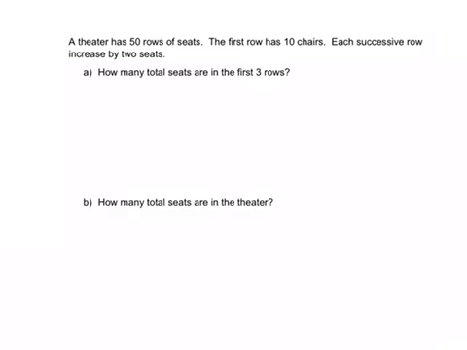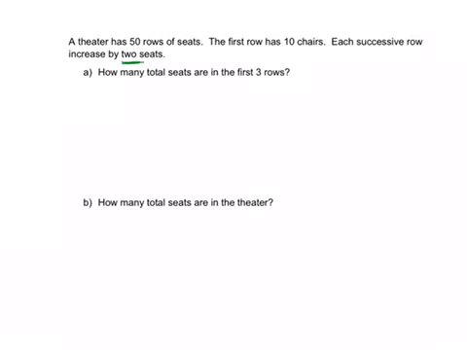In this case, a theater has 50 rows of seats. The first row has 10 chairs. Each successive row increases by 2 seats. So we know it's arithmetic, right? Because I have that it's going to increase by 2.